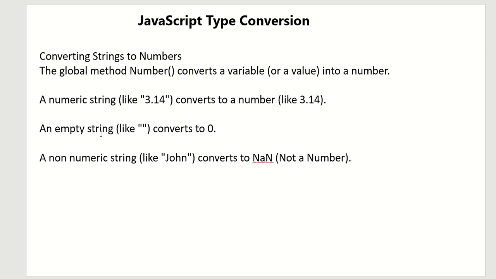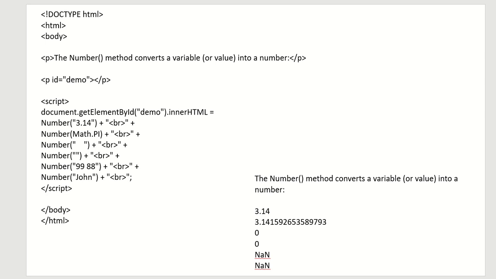Second, an empty string, where nothing is there, converts into 0. You will get the answer as 0. And a non-numeric string, like here in double quotation we have John or something like this, converts into NaN, which is nothing but not a number. In the next slide we have the example.